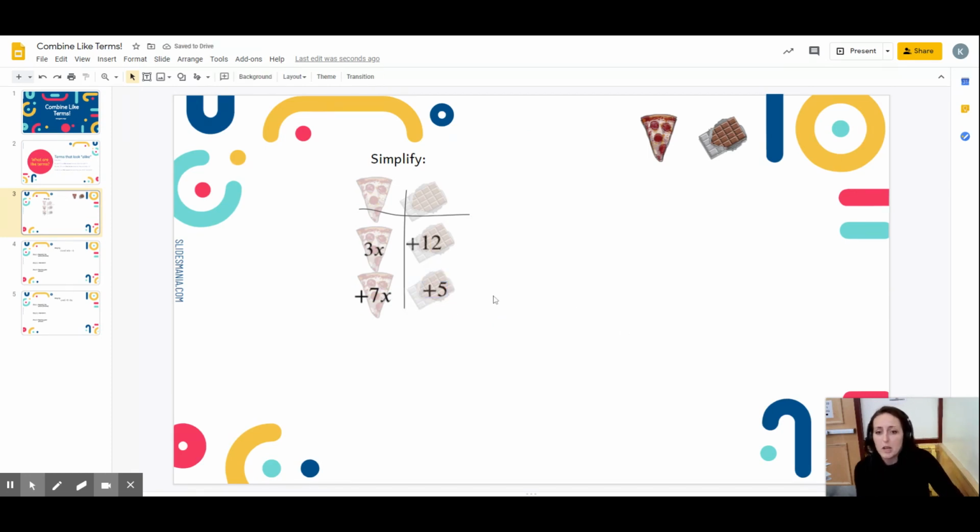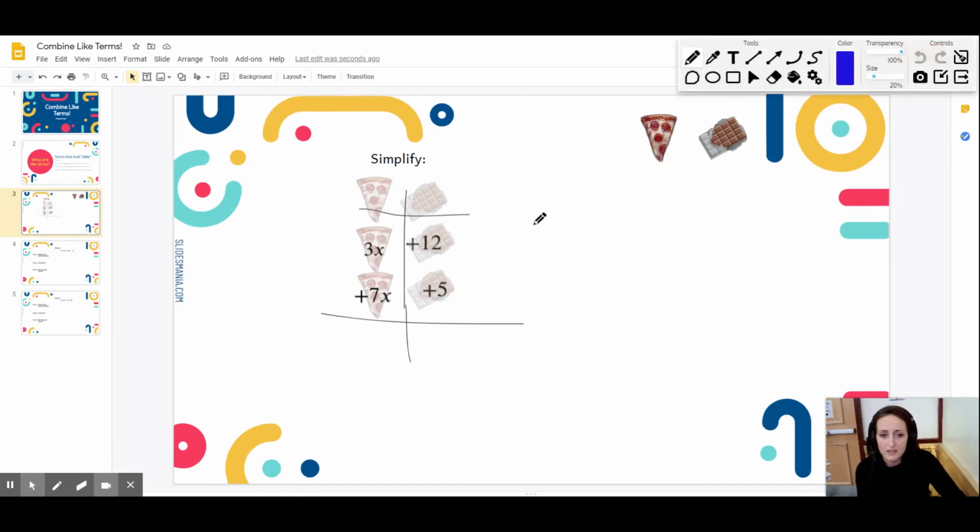So now we just need to talk about our totals. If we were to total this up, what would we get? Well, 3x is representing pizzas. So that means that I have 3 pizza slices. And then I have 7 more pizza slices because it's plus 7. Another way you could look at this is 3 plus 7 gives you 10. So you now have 10 slices of pizza, or 10x. And then you have 12 pieces of chocolate plus 5 more pieces of chocolate, which means you have 17 pieces of chocolate total.